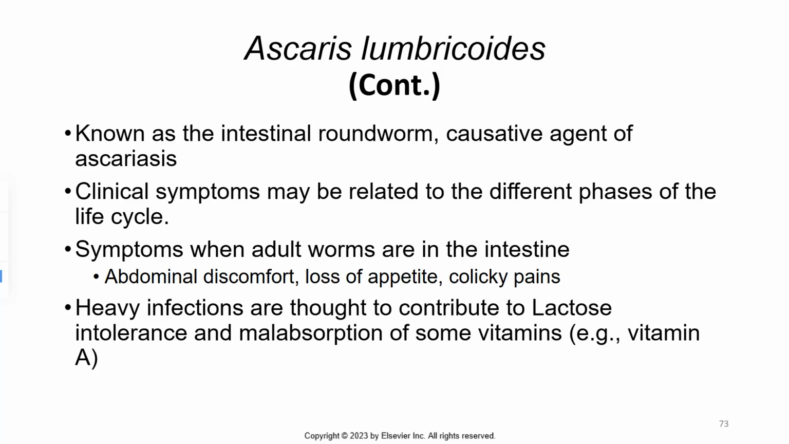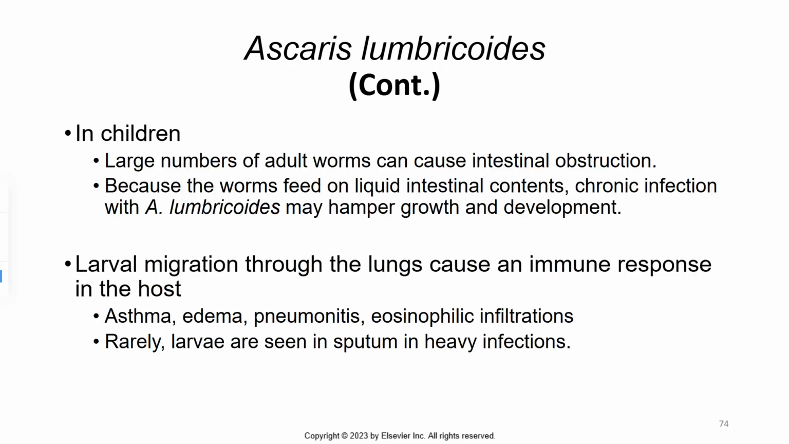Clinical symptoms may be related to the different phases of the life cycle. Symptoms when the adult worms are in the intestine are abdominal discomfort, loss of appetite, and colicky pains. Heavy infections are thought to contribute to lactose intolerance and malabsorption of some vitamins. In children, large numbers of adult worms can cause intestinal obstruction. Because the worms feed on liquid intestinal contents, chronic infection with A. lumbricoides may hamper growth and development.